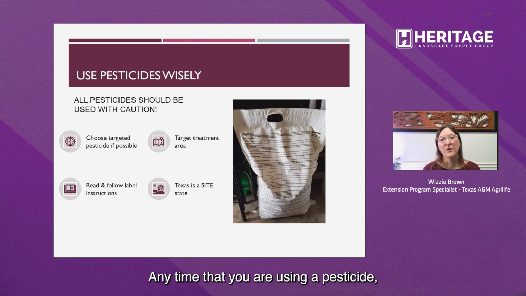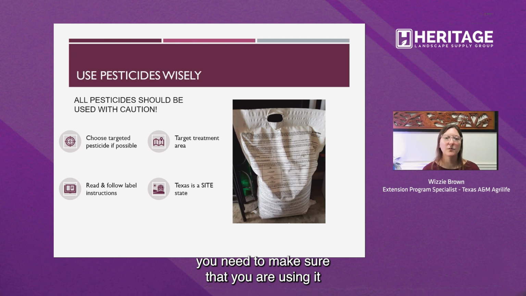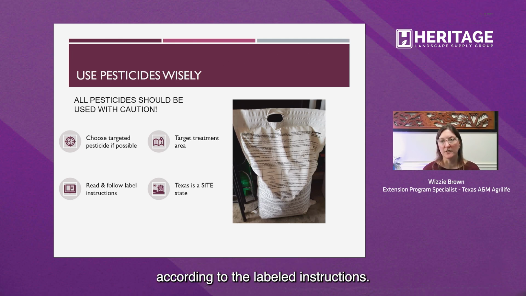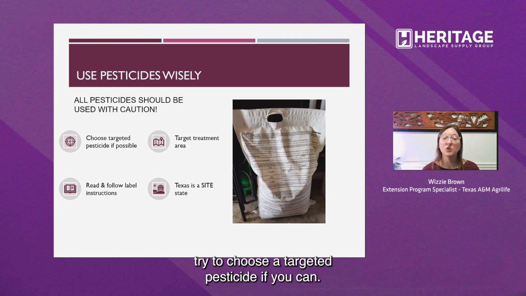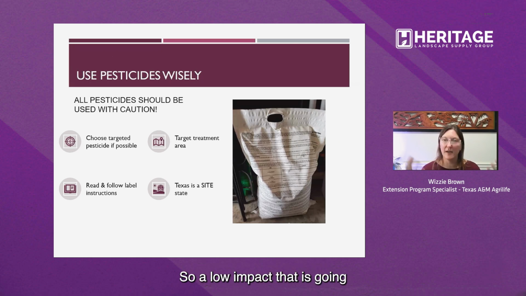Anytime that you are using a pesticide, you need to make sure that you are using it according to the labeled instructions. Regardless of how many times you have used a pesticide previously, you always need to read and follow those labeled instructions. When you're choosing a pesticide, try to choose a targeted pesticide if you can, a low impact one that is not going to affect those beneficials.